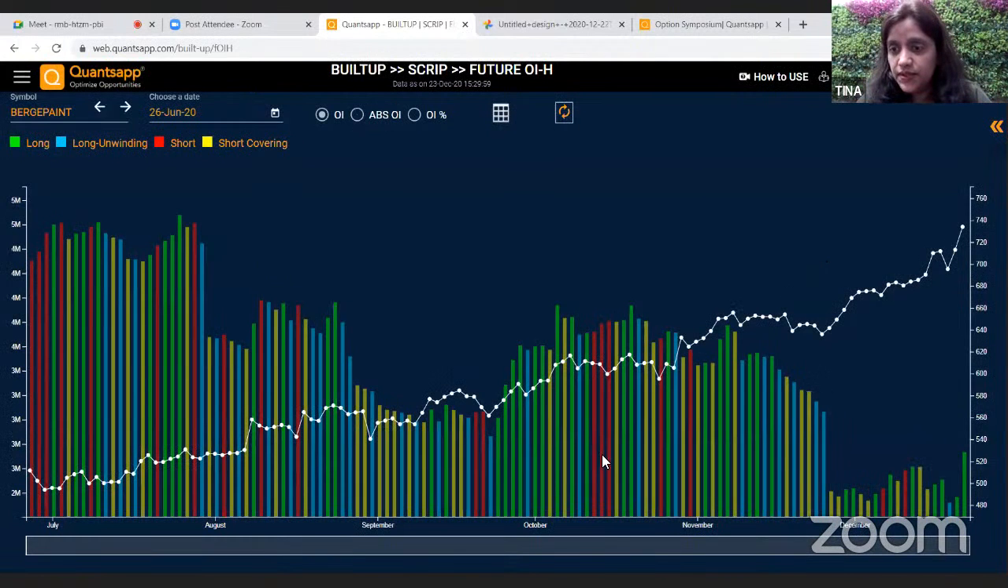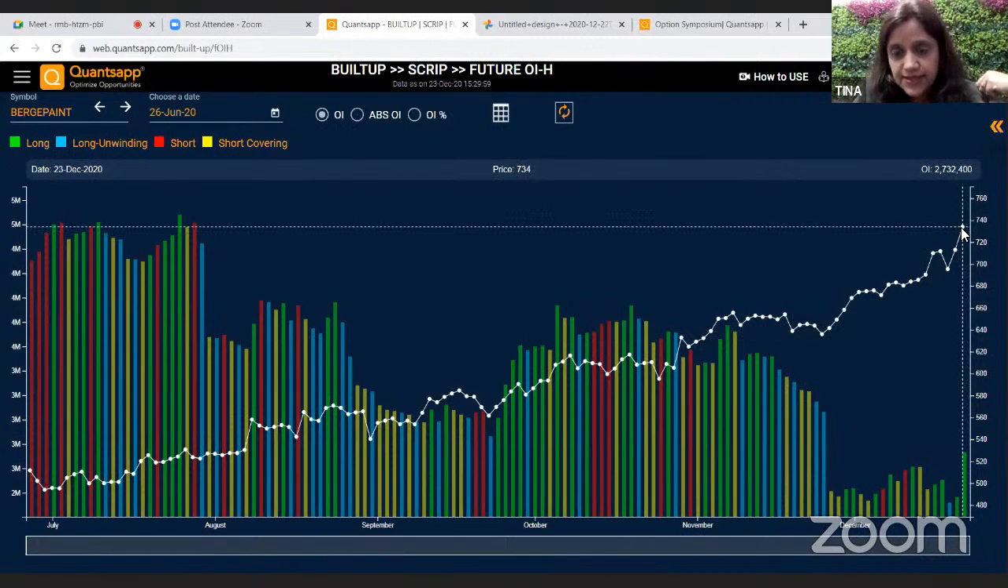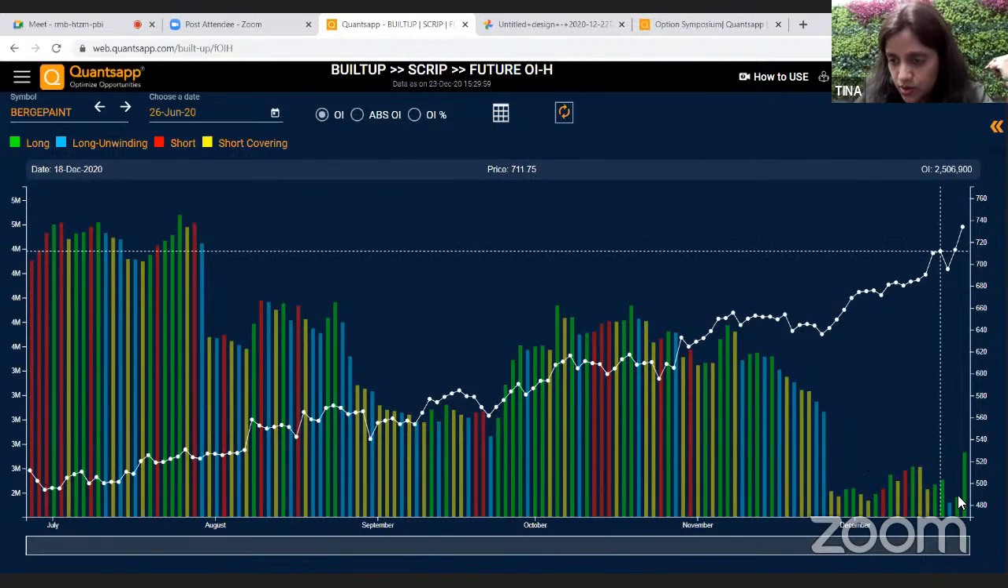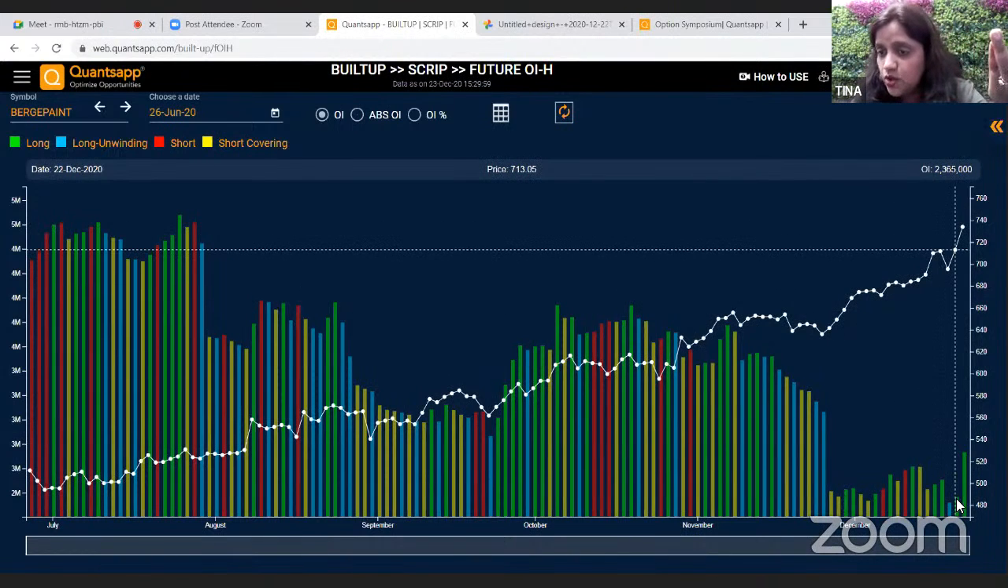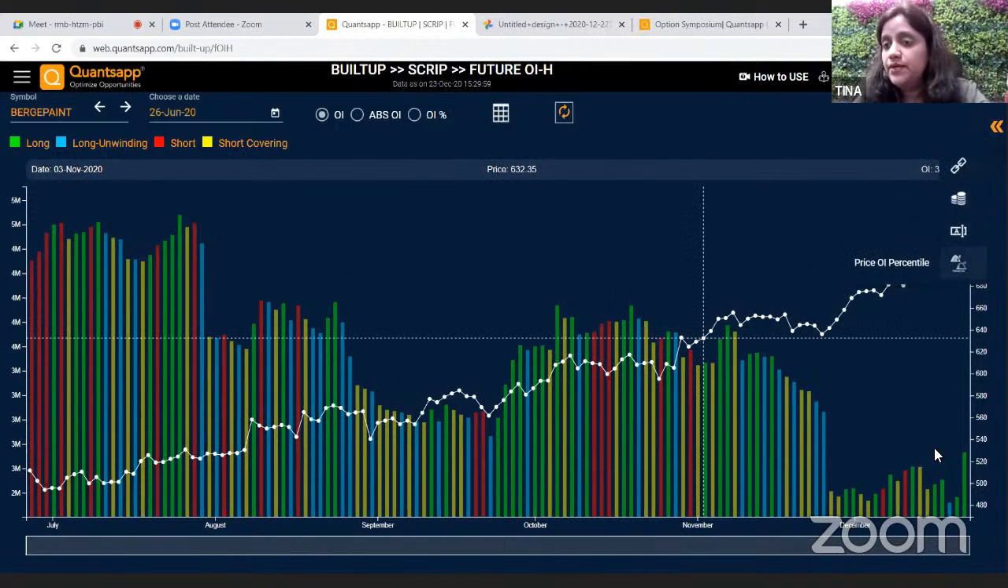If you look here, this is Berger Paint. The price is nearly at the highest point. But if you look at the OI, it has started moving in the last, say, today was where you see the OI building up. So OI is at the lower range. Though the price is at the upper point, the OI is not that high.